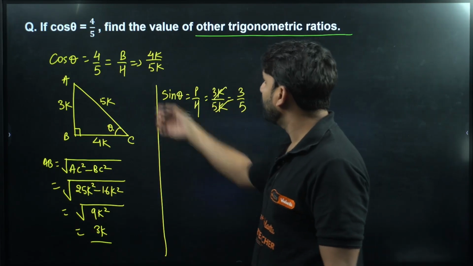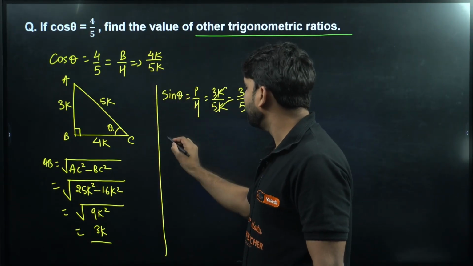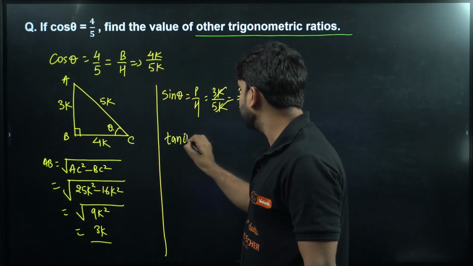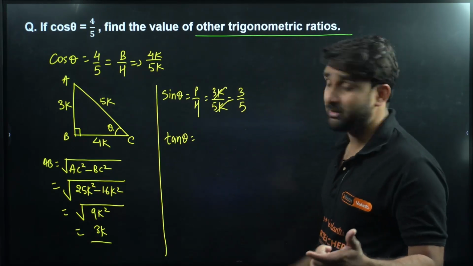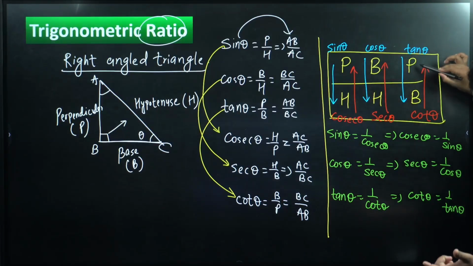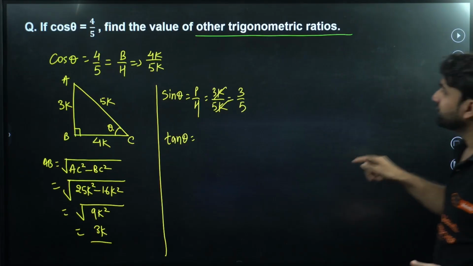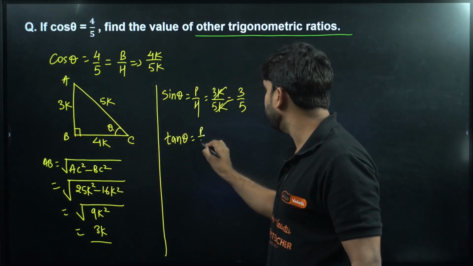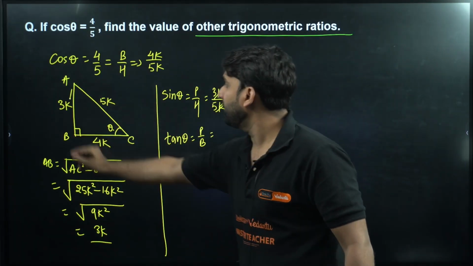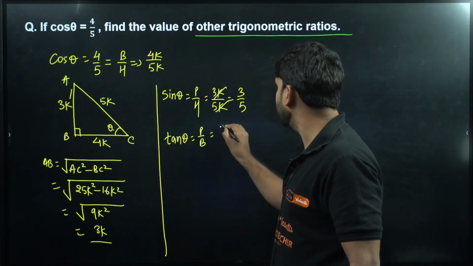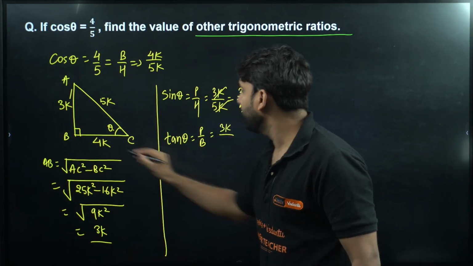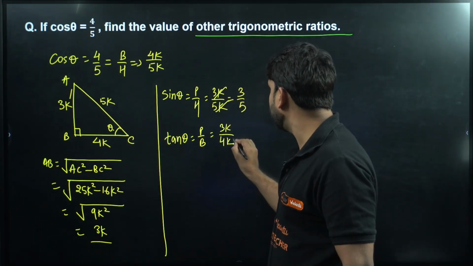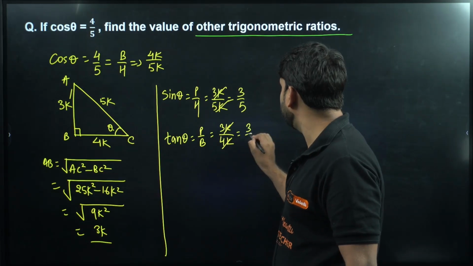Now moving to cos, which is already given. So sin, cos, now tan theta is equal to what? Perpendicular by base. You have this formula, tan theta is equal to perpendicular by base. So for theta, perpendicular is AB, that is 3k, and base will be 4k. So again k cancelled here, so answer will be 3 by 4.